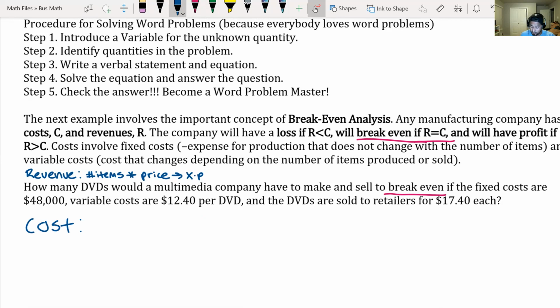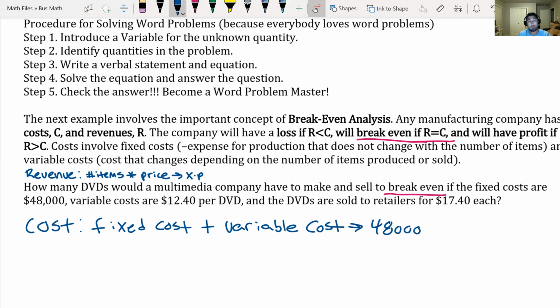So remember, cost from the above is always given as a fixed cost plus a variable cost, which means that all that's given in this problem. What are the fixed costs to make these DVDs? And the fixed costs are given as $48,000. Plus, the variable costs are $12.40 per DVD.